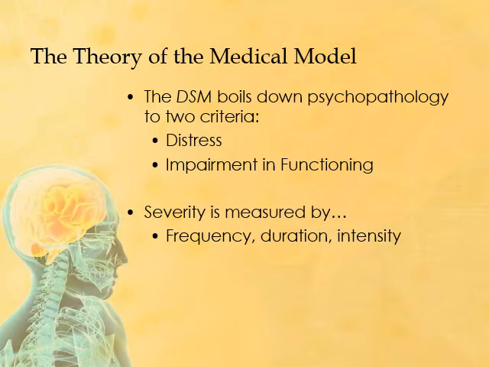Severity is measured by frequency, duration, and intensity of symptoms. Frequency, meaning how often those symptoms occurred. Duration, the length of those symptoms. And intensity, how severe they were. So, for example, with panic attacks, we want to know how often they occur, that's frequency, how long they last, that's duration, and how bad or intense they get, and that's intensity.